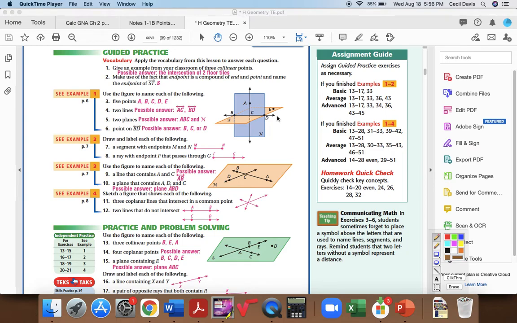The answer that your book gave is the intersection of 2 floor tiles. And I'm like, wait a minute, what points are you talking about? So their answer, I really dislike on this particular one.